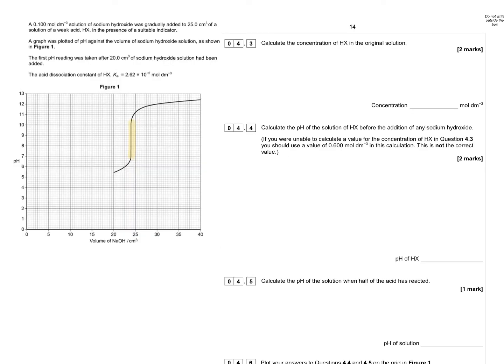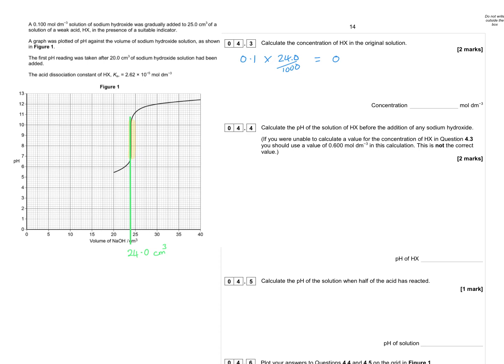So now you're being asked to calculate the concentration of HX in the original solution. So looking at the graph of the pH titration curve, you're looking at what volume of sodium hydroxide has been added at the point where it goes through the steep vertical line. And at that point, we know 24 centimetres cubed of sodium hydroxide has been introduced.